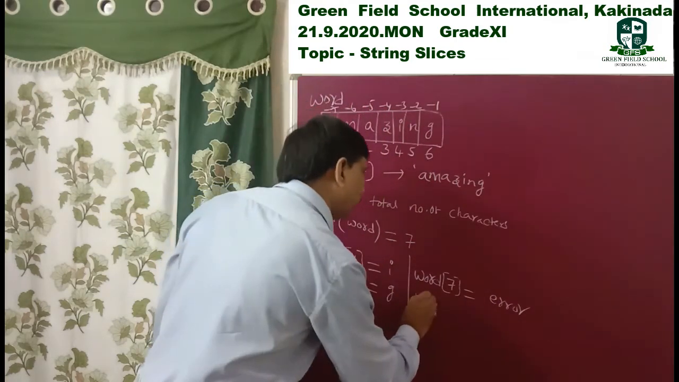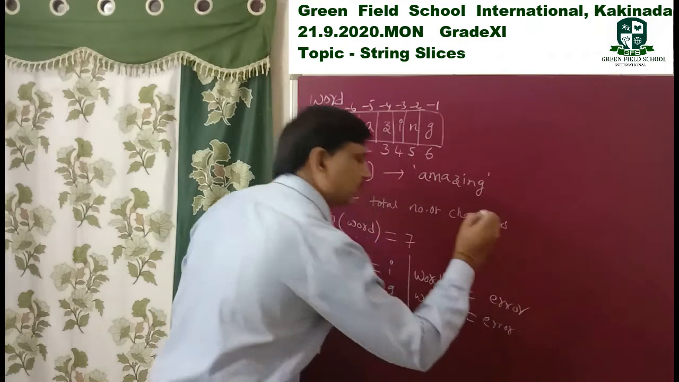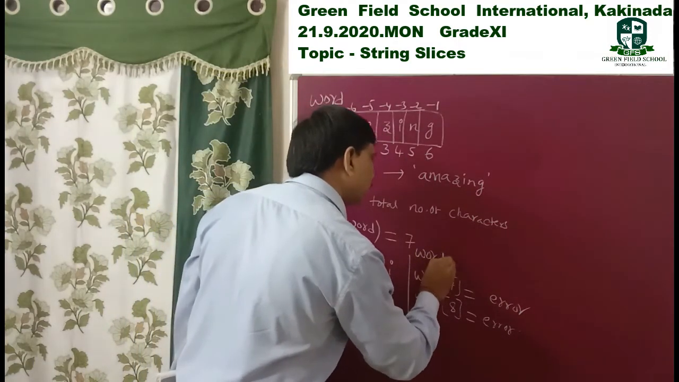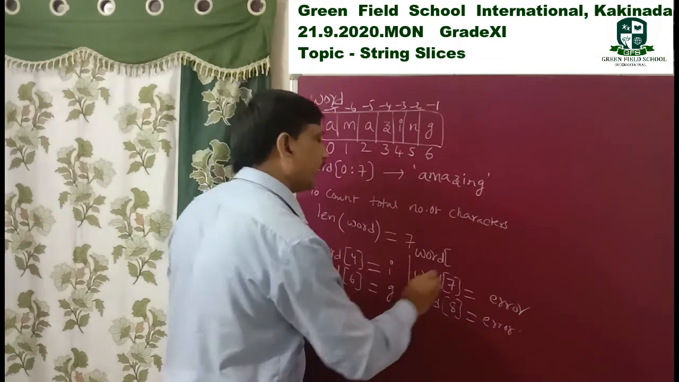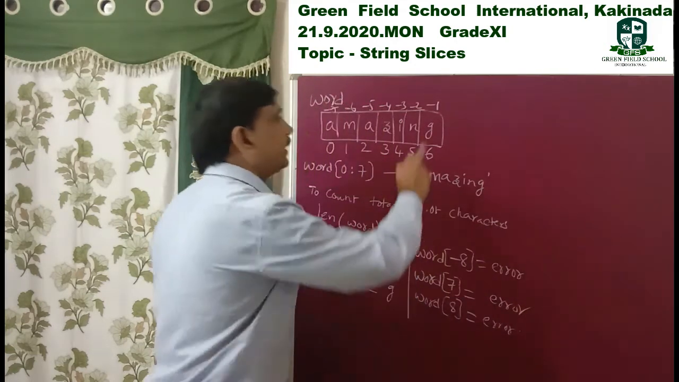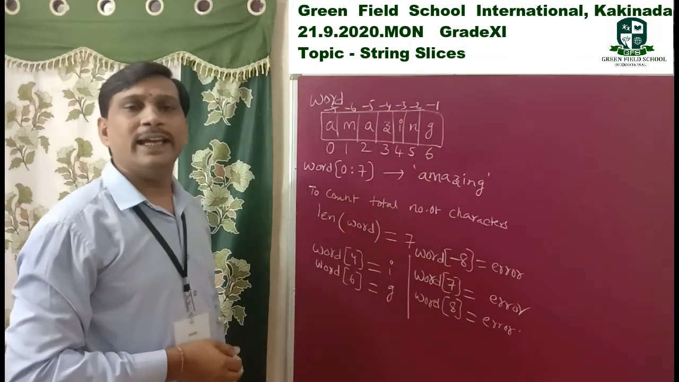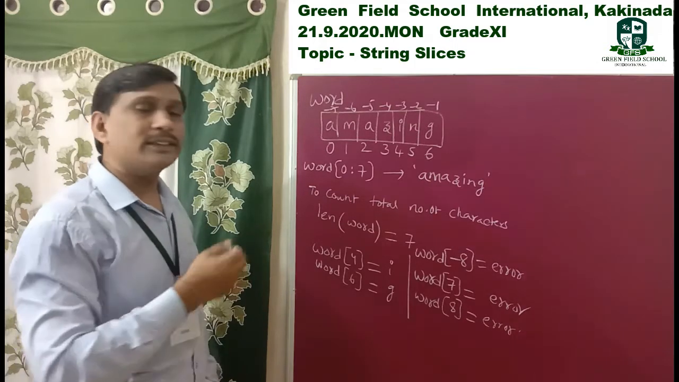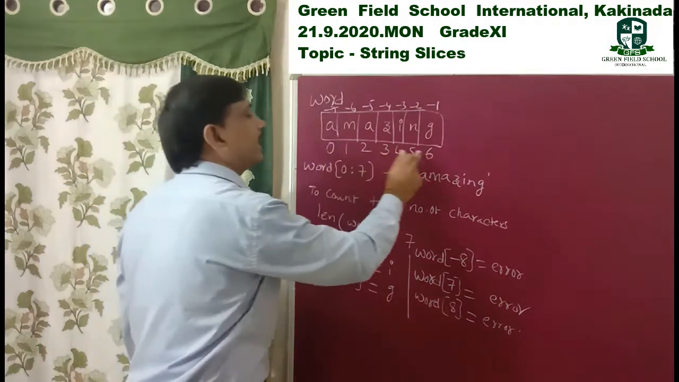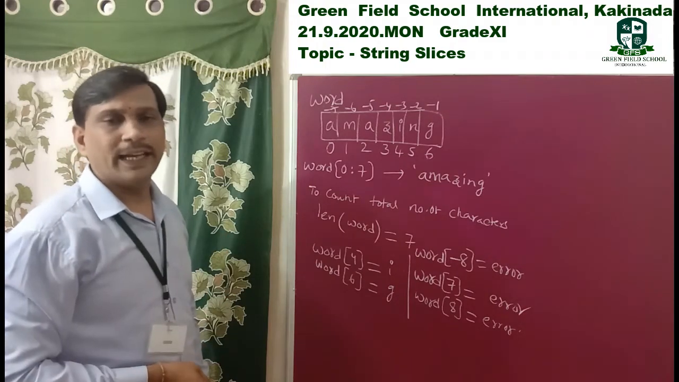Okay. So I write here word of 8. This one also returns some error. Next, I access word of -8. This one also returns an error. Why? Because here -1 to -7 is there. No -8th letter is there. That's why it returns an error message. So in the given string, we access only the indexed characters. We do not access out of the indexed characters.